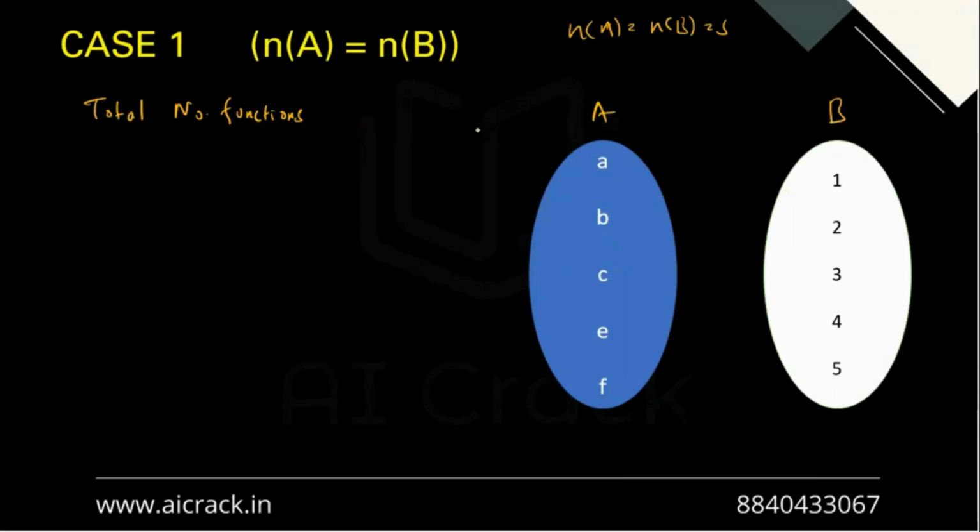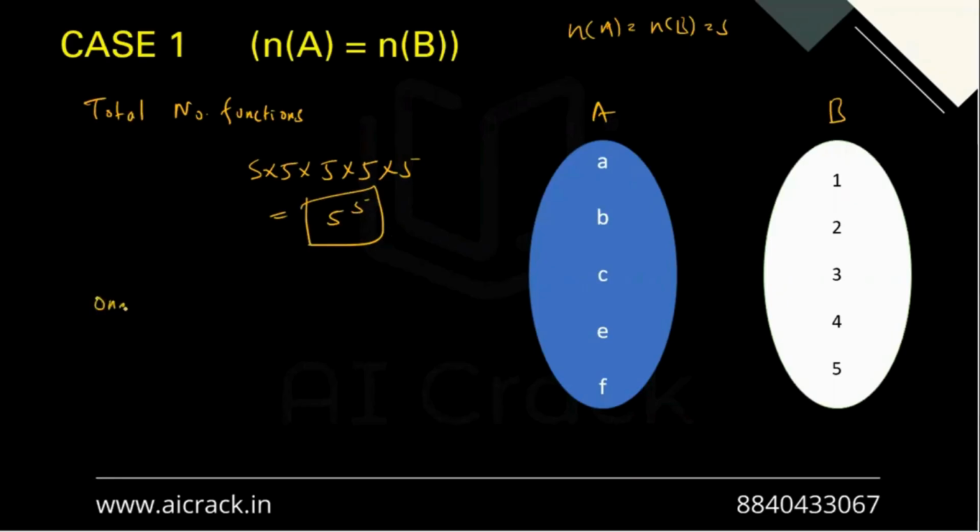Now, when I'm trying to calculate the total number of functions for this kind of case, n(A) equals n(B), I can clearly see that this element has 5 choices, and similarly this also has 5 choices. This element can map to 1, 2, 3, 4 or 5, whichever it wants, right? So it has no restrictions. Similarly, every element has 5 choices for mapping. So basically 5 into 5 into 5 into 5 into 5, which gives me 5 raised to 5. This is the total number of functions over here.